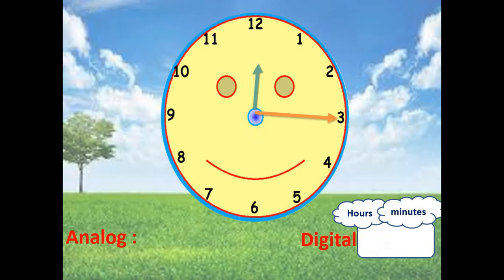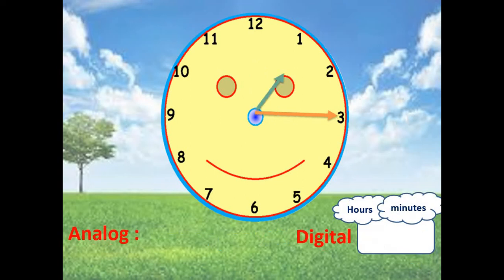Another one. Here, the short hand points at 12 and the long hand points at 3. So it's quarter past 12. And in hours, to write it in digital, we have 12, and in minutes, 15.